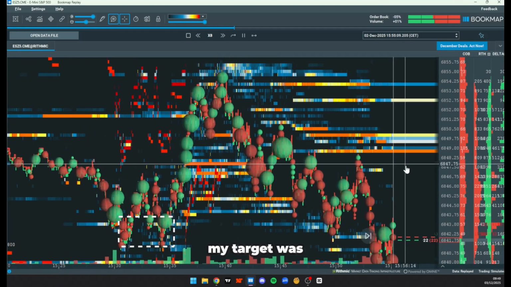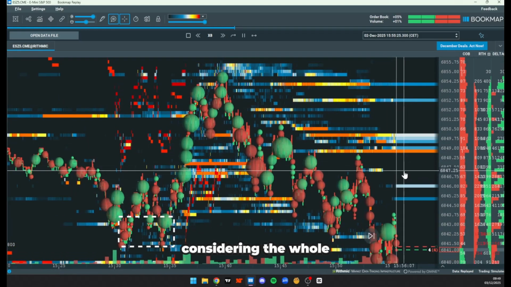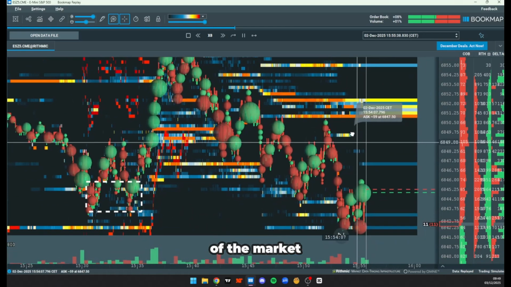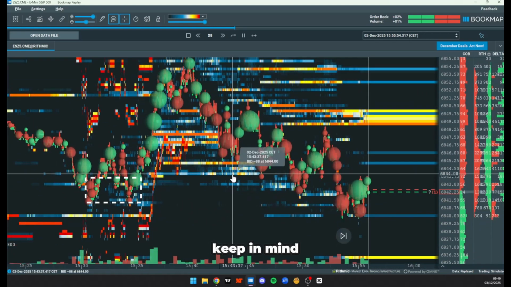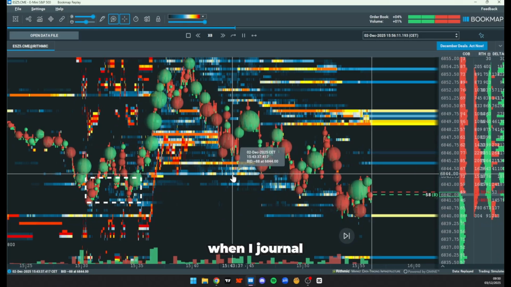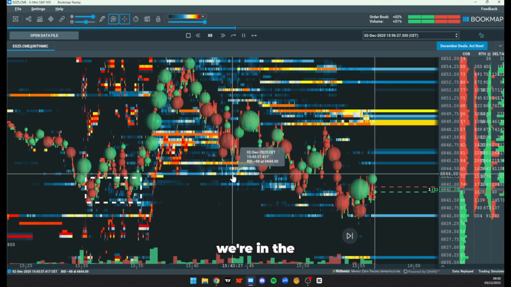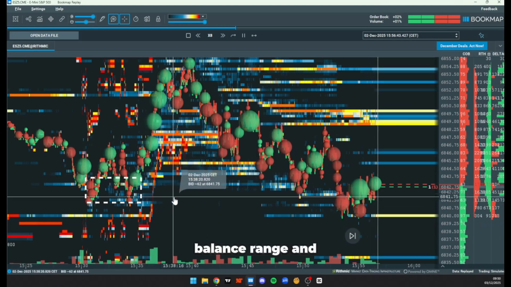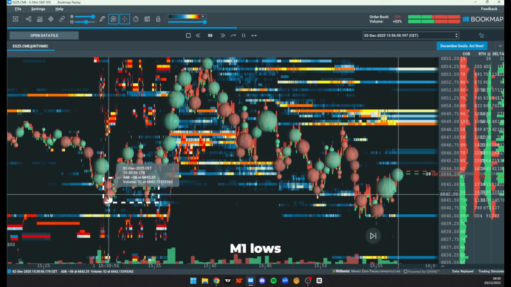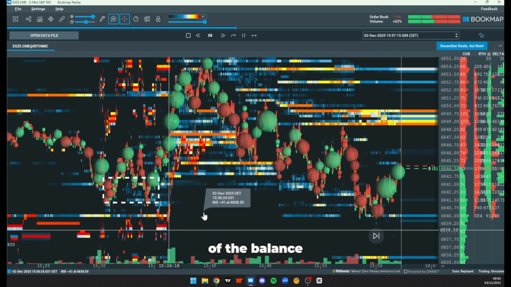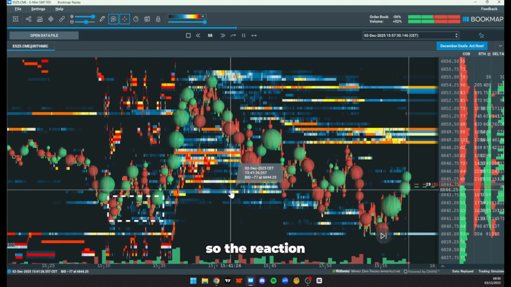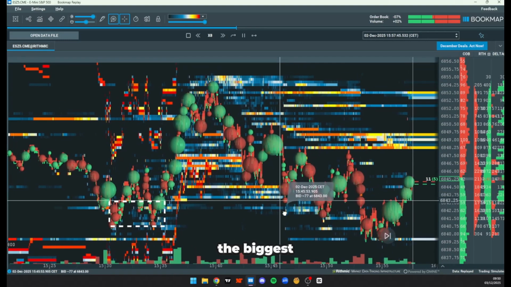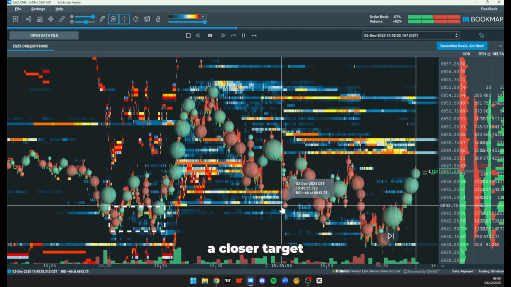I think just my target was a bit too far, considering the whole context and the location of the market, which is something I have to keep in mind. And I just write that stuff down when I journal my trade. Just say, okay, well, we're in the middle of a balanced range, and it was just a sweep of M1 lows. It wasn't really at the edges of the balanced range, so we cannot expect the reaction of the trade to be the biggest, so maybe choose a closer target.